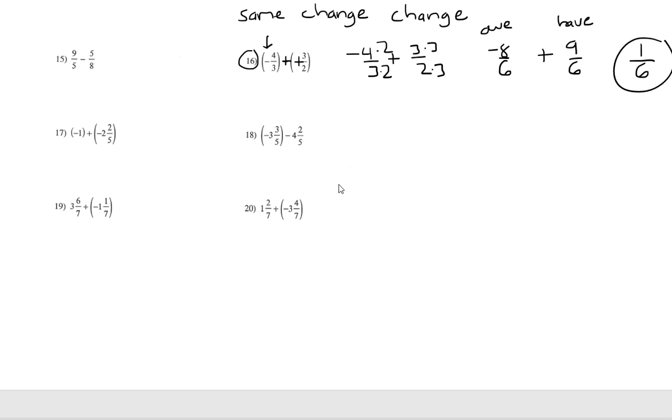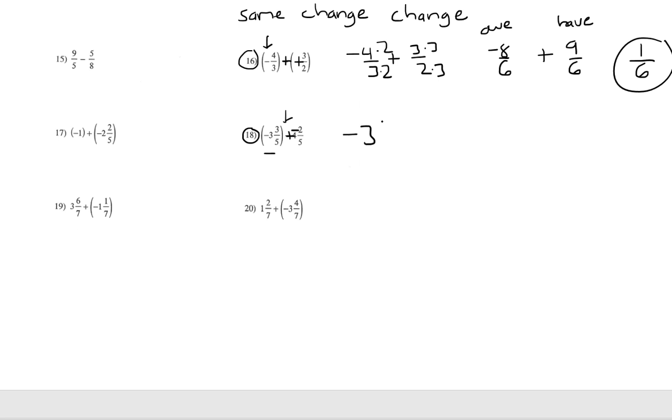Okay, so for the next one, I'm going to show you how we add two mixed numbers together. Let's look at number 18. We can see that both of these are mixed numbers. We can also see that this is a subtraction problem. So let's first change this subtraction problem to addition. This one stays the same. We change this to addition. We change this to a negative.